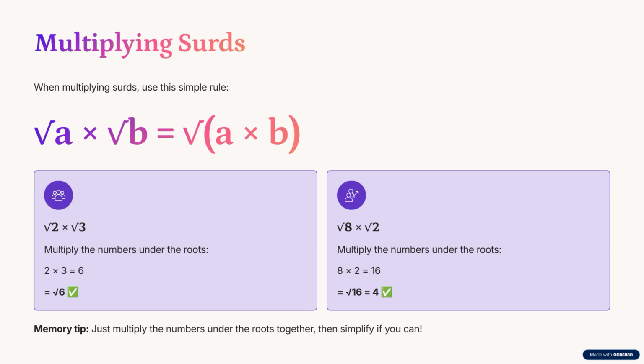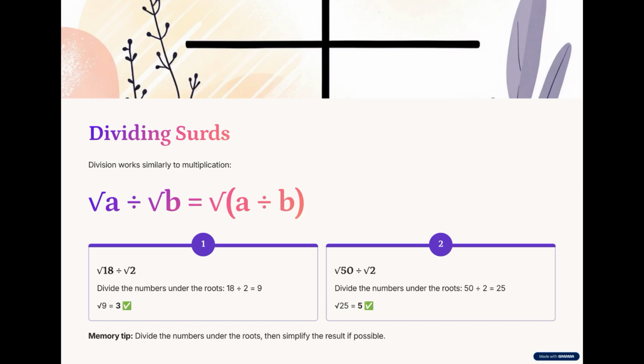Here's a tip to remember. When multiplying surds, just multiply the numbers under the roots together, then simplify if possible. This rule works every single time and is very reliable. Dividing surds. Dividing surds is just as simple as multiplying them.